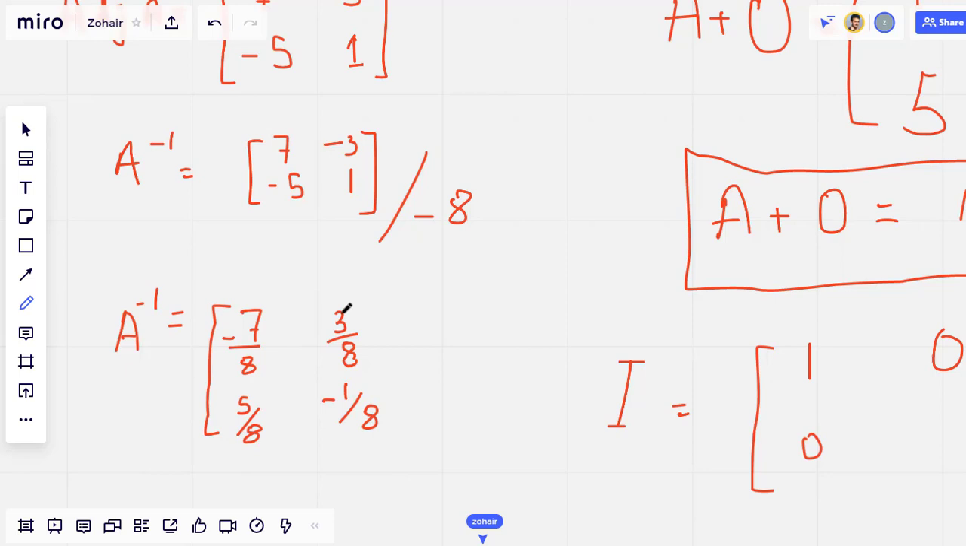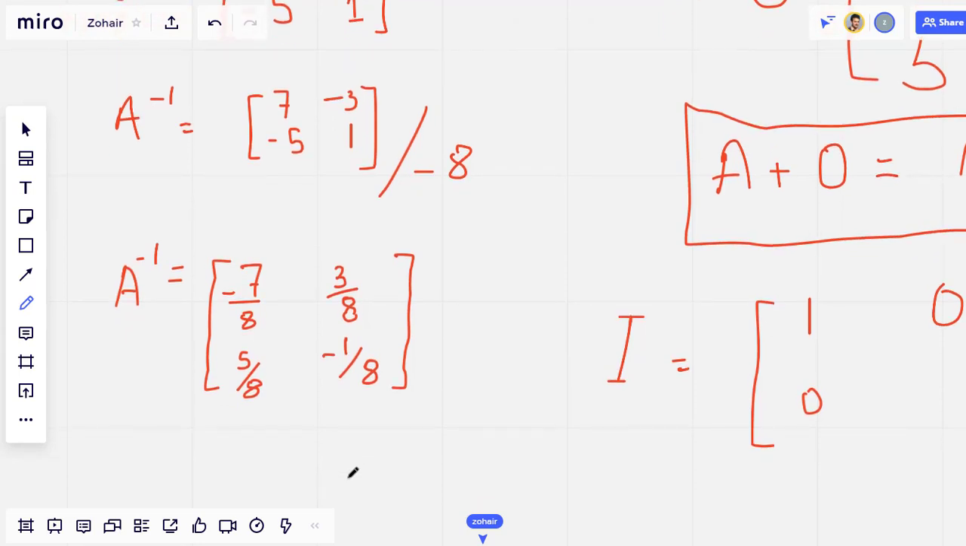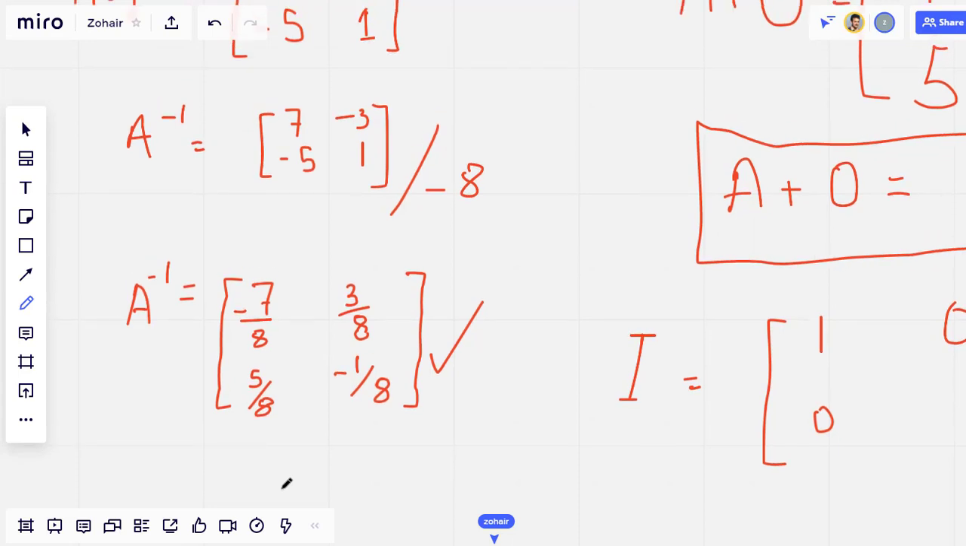And no fraction can be reduced or simplified. You could just leave it like this, or you could represent them in the form of decimals, but I don't feel it necessary or important to write them in decimals, so I'm going to leave it here. This matrix is the multiplicative inverse for matrix A.